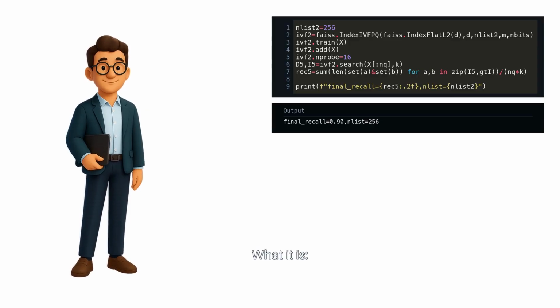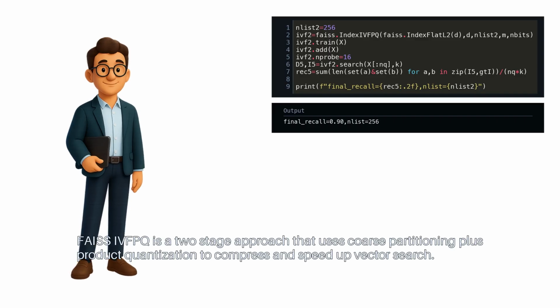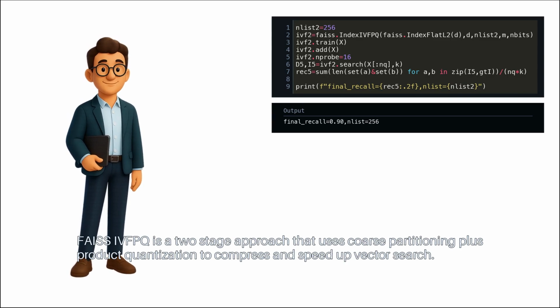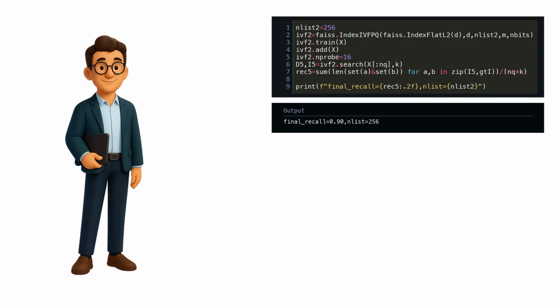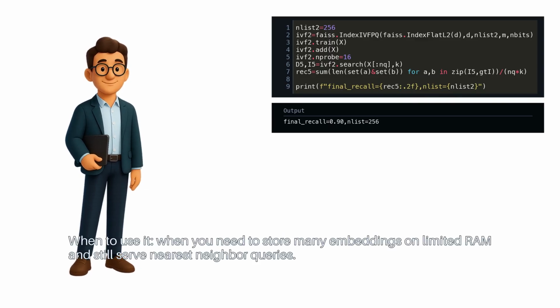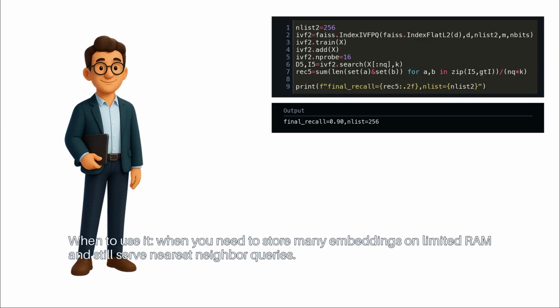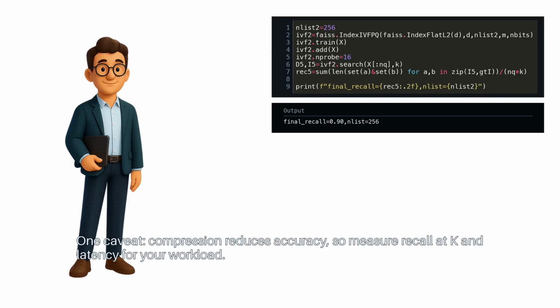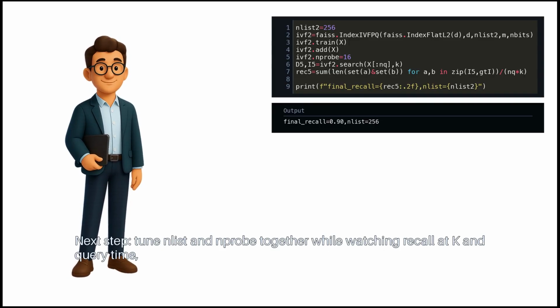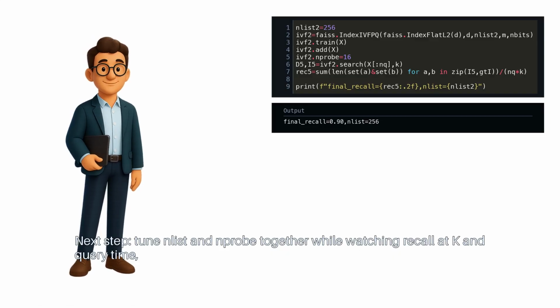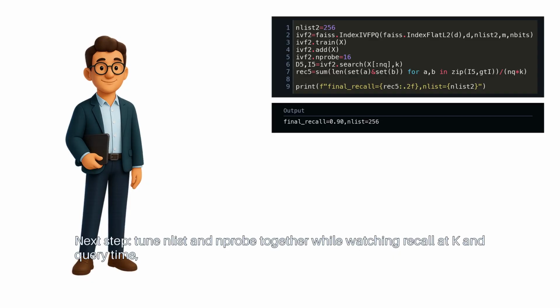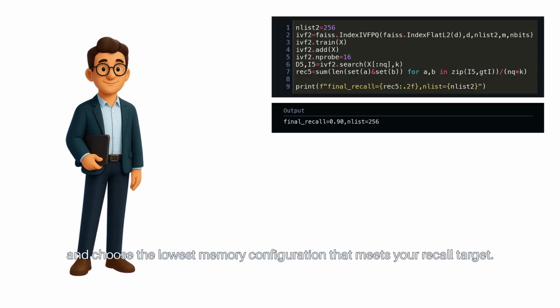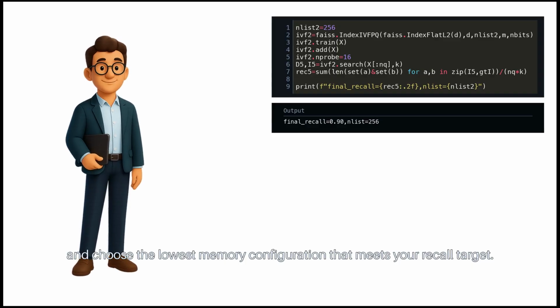Recap. What it is: FAISS IVFPQ is a two-stage approach that uses coarse partitioning plus product quantization to compress and speed up vector search. When to use it: when you need to store many embeddings on limited RAM and still serve nearest neighbor queries. One caveat: compression reduces accuracy, so measure recall at K and latency for your workload. Next step: tune nlist and nprobe together while watching recall at K and query time, and choose the lowest memory configuration that meets your recall target.